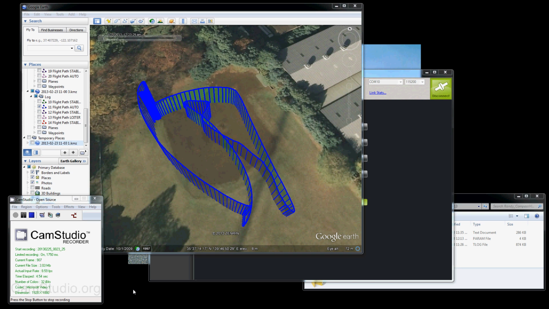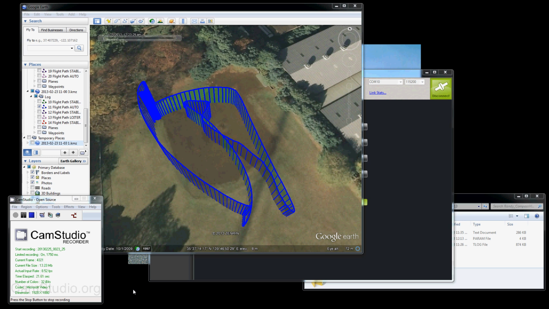Hi, in this video I'm going to talk about how to check the health of your compass on your ArduCopter. Some people ask, why do we even need a compass? We have a GPS, why don't we just use that? But a GPS of course tells you the direction that you're moving in. It doesn't tell you the direction that you're heading in, and both are really important.